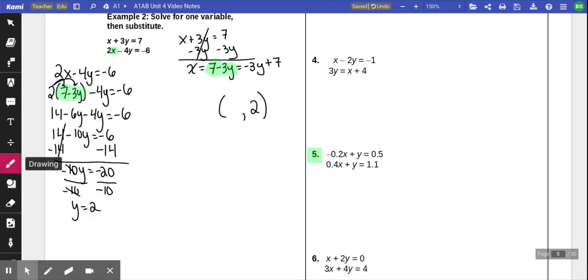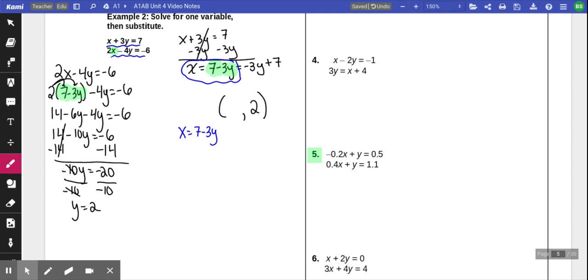Now that you know what y is, you could plug y into either of the originals or even into this piece right here, right? That piece that we manipulated to find what x is when we had x is equal to 7 minus 3y. If you did your algebra correctly, that's the same thing as the first equation. We just manipulated it by subtracting 3y from both sides. So you're going to have an equation that will solve for the other variable that you don't have yet.